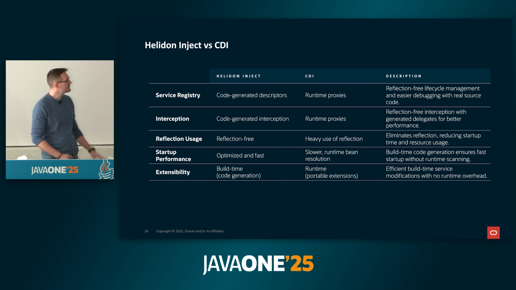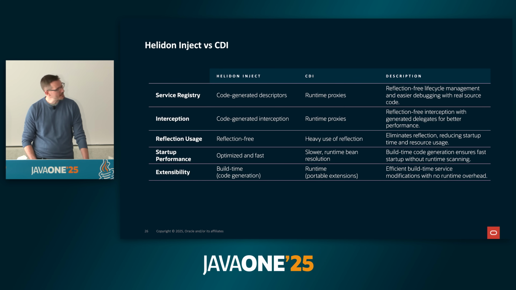We can compare it with CDI. That's the kind of thing you do with DI. The main difference is immediately visible. There are no proxies. You just don't need them. There is no reflection. That's very important for speed, right? And it gets much faster. So it's reflection-free, so it will work very nicely with native image and stuff like that.